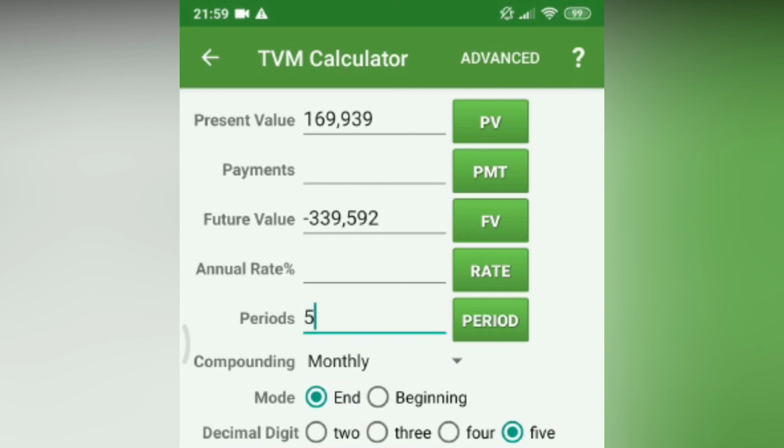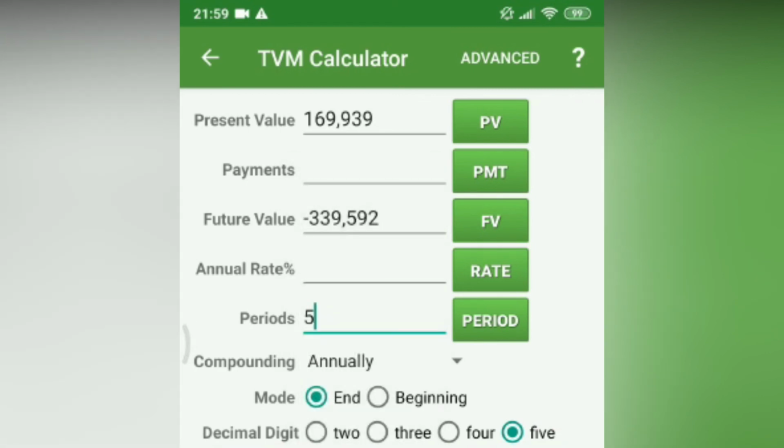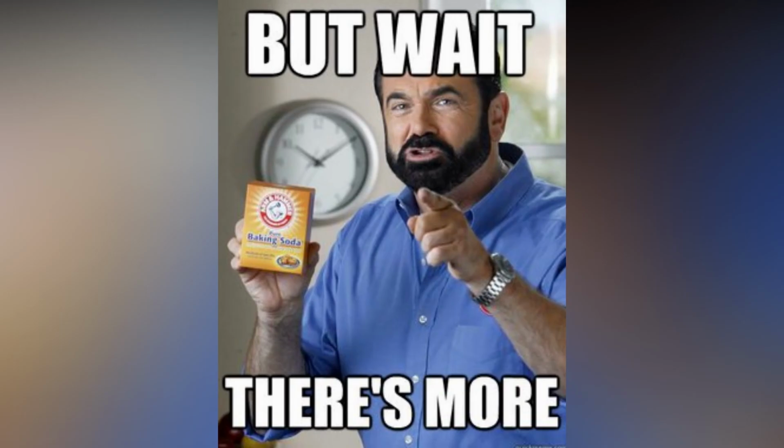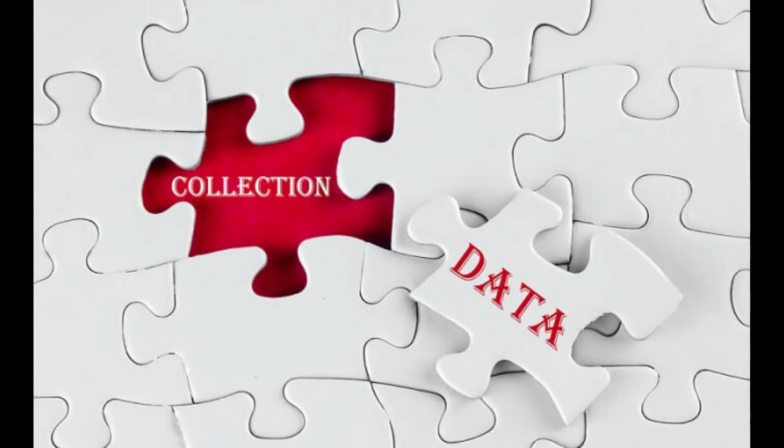Once you have done that, the final step is to adjust the setting, which is you just basically change the compounding period to annually. And then just tap on the rate and you will see Vitrox's 5 years CAGR for its revenue is about 14.85%. But wait, we are not done yet. You still need to find out what is their growth for the gross profit and also the profit before tax.